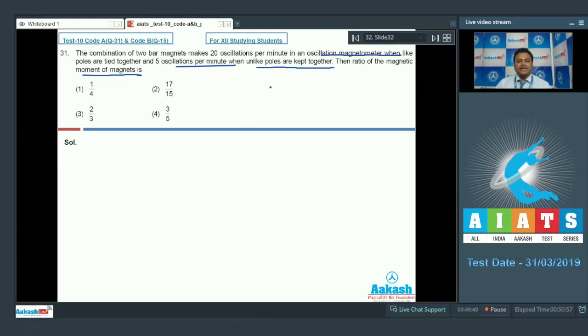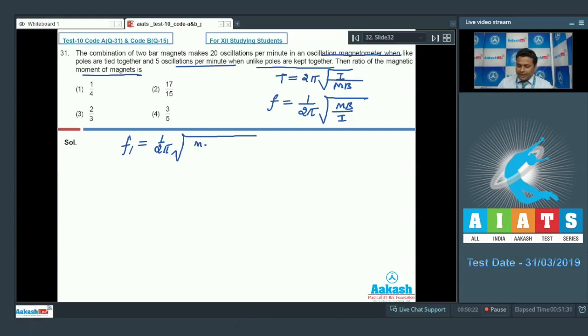Now frequency is given here. So we know that the time period T equals 2 pi under root I upon MB, then the frequency of the oscillation will be written as 1 by 2 pi under root MB divided by I. Now since like poles are tied together, their magnetic moments will be added, and we can write the frequency f1 in this case as 1 by 2 pi under root (m1 plus m2) times B, over the moment of inertia, a scalar quantity added every time, I1 plus I2.